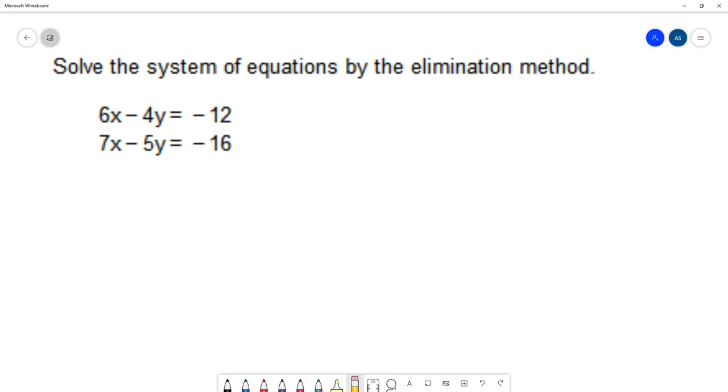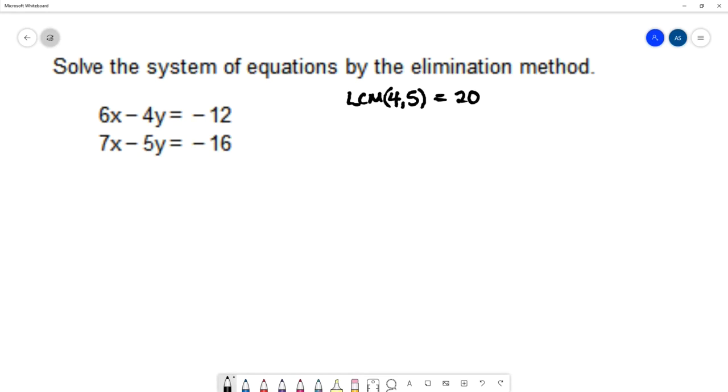And once you have your like terms lined up, you're going to decide which variable you're going to eliminate. You're going to eliminate x or y. It doesn't matter which one. I'm going to go with y just because the numbers are a little bit smaller. And what you need to do is look at the coefficients. We have a coefficient of 4 and 5, and you want to find the least common multiple of 4 and 5. And that's going to be 20.